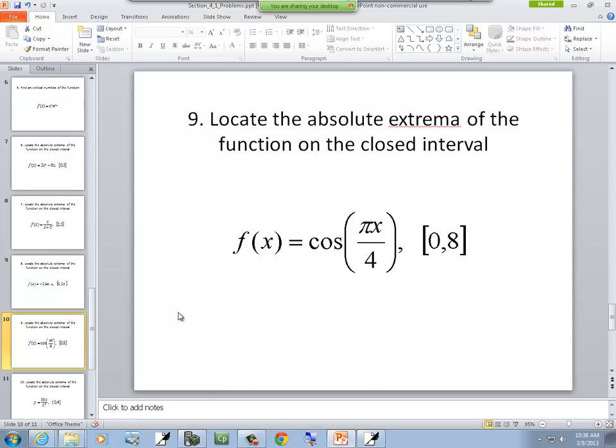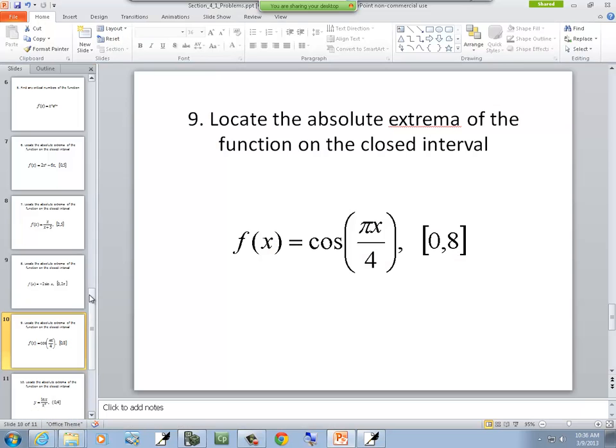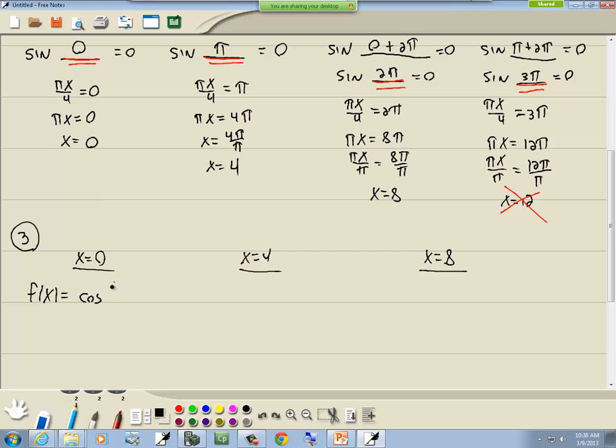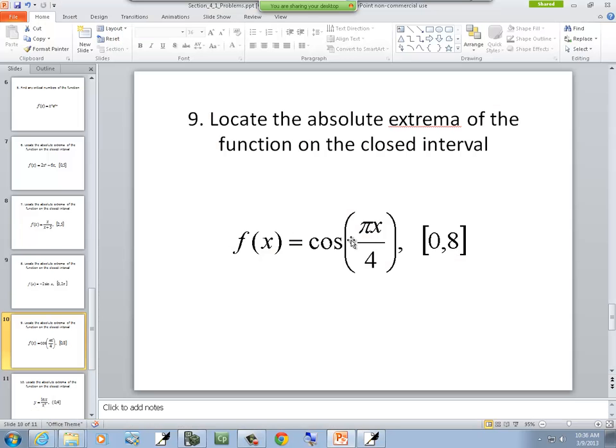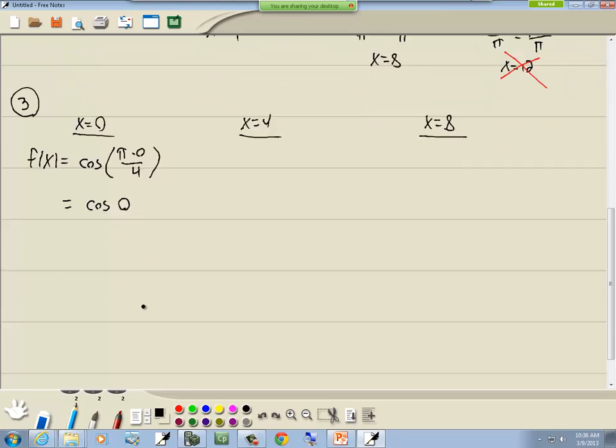What was our original function? F of x is equal to cosine of pi x over 4, so pi times 0 over 4. Well, pi times 0 is 0, and 0 divided by anything is 0. So we get cosine of 0.